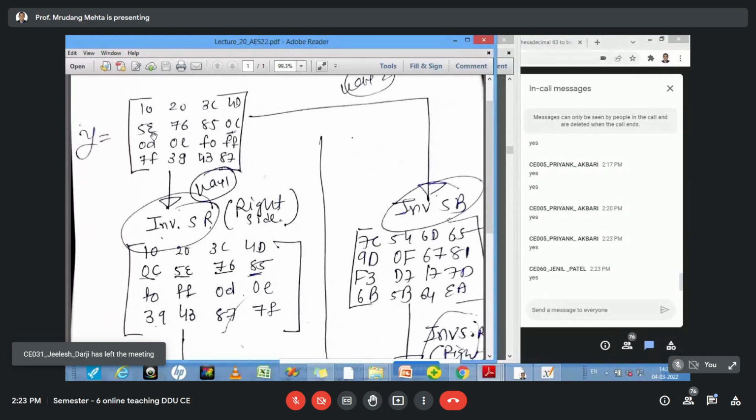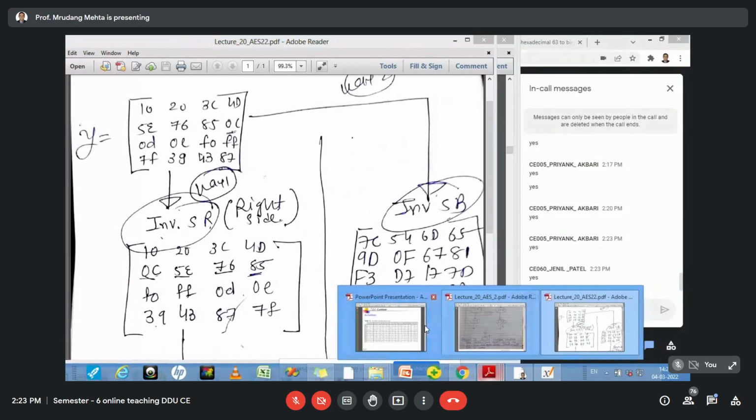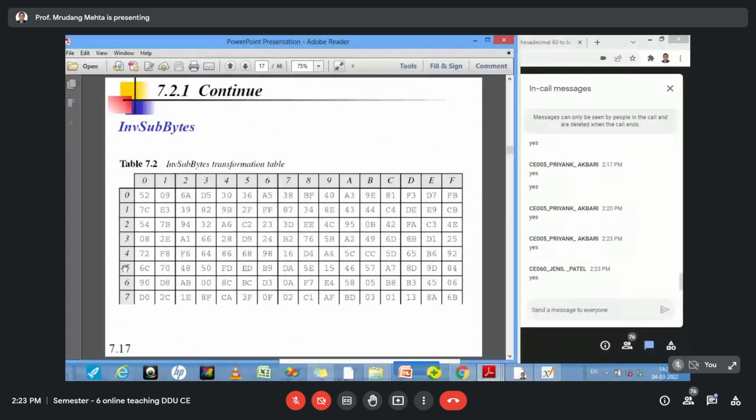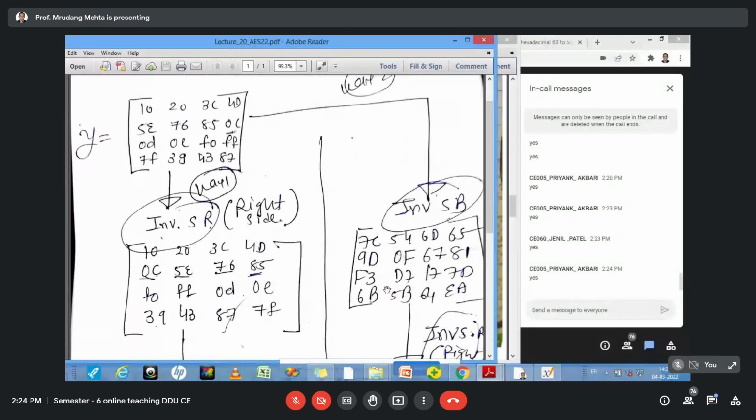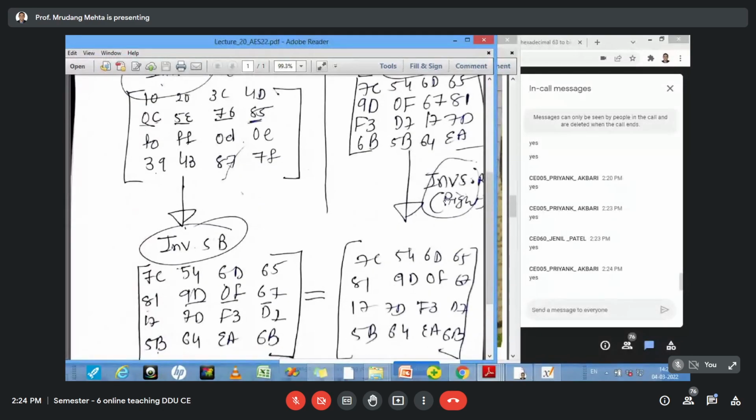Now, the second row is shifted. We have to find the sub-byte, right? So the sub-byte of 5E is 9D. Can you see it is 9D? Here, with the mouse pointer, 5E is 9D. So this way we have to prepare this inverse sub-byte, and then we have to perform inverse shift right.